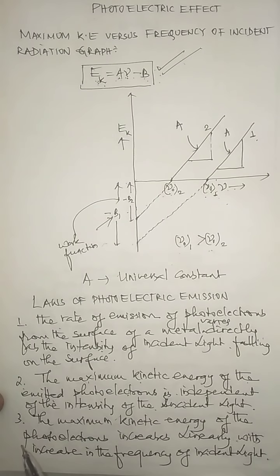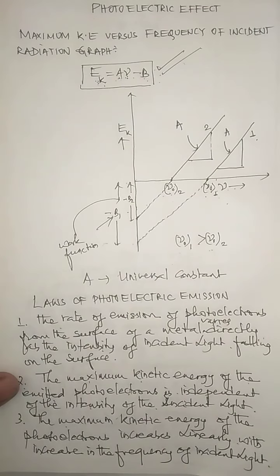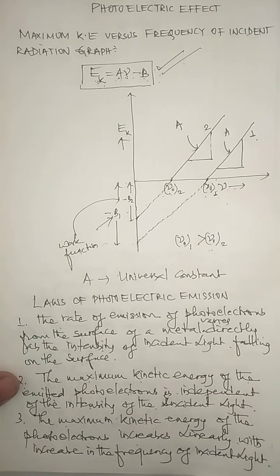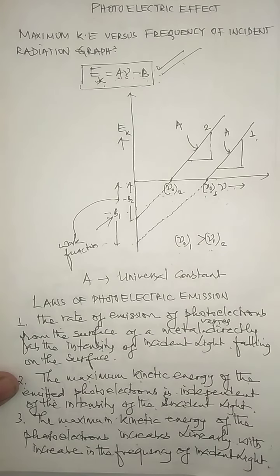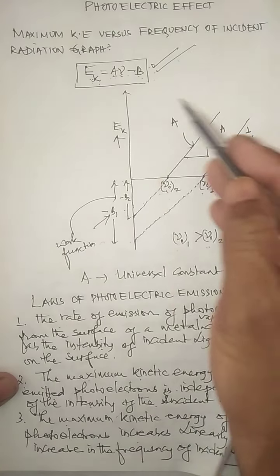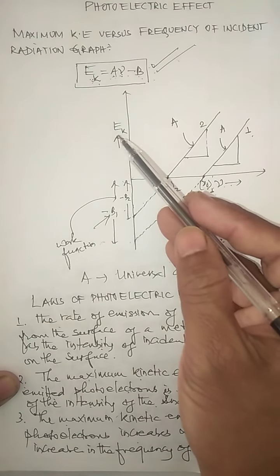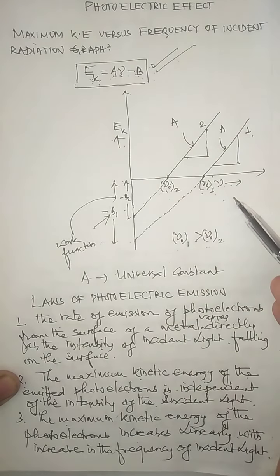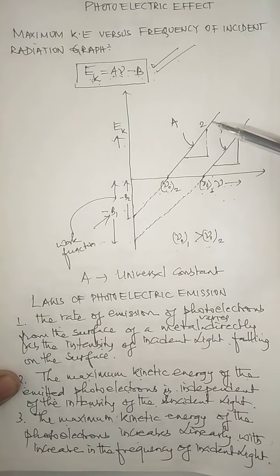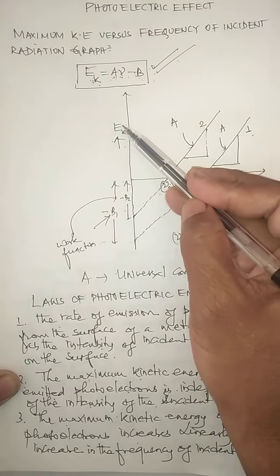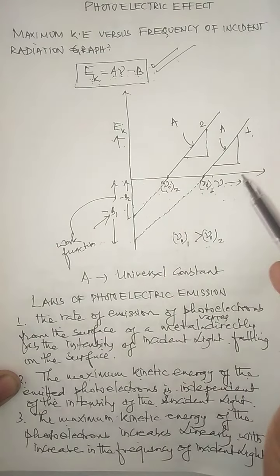And law number 3 says that the maximum kinetic energy of the photoelectrons increases linearly with the increase in the frequency of incident light. Means maximum kinetic energy depends upon the frequency of incident light. When frequency of incident light increases, kinetic energy also increases, and you can easily see that from this graph. This is the graph between maximum kinetic energy and frequency of incident light. The graph is a straight line, which means kinetic energy increases linearly with the increase in the frequency of incident light.